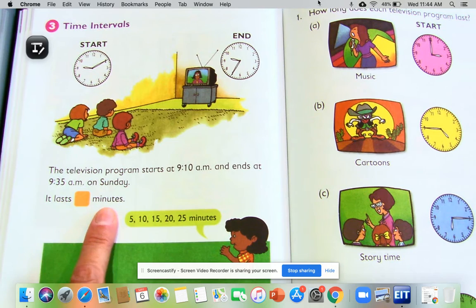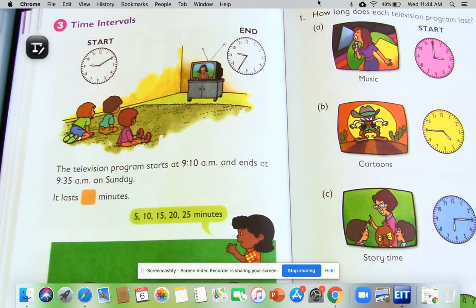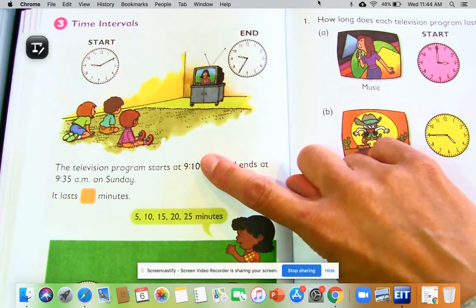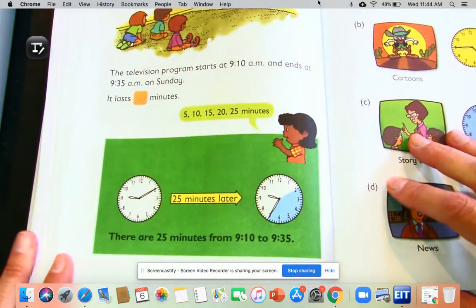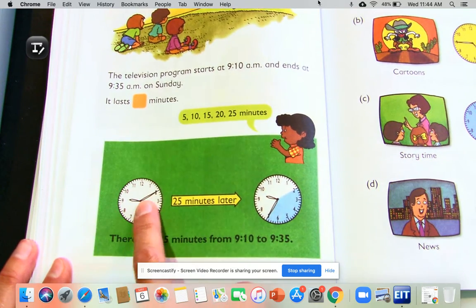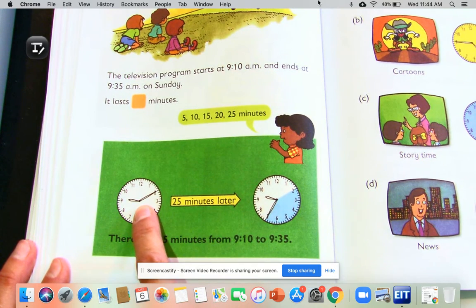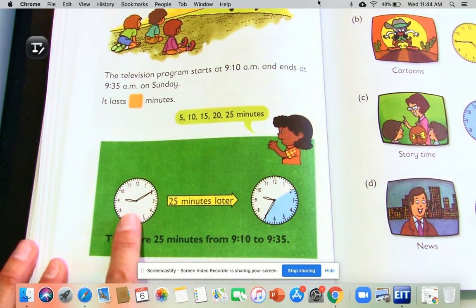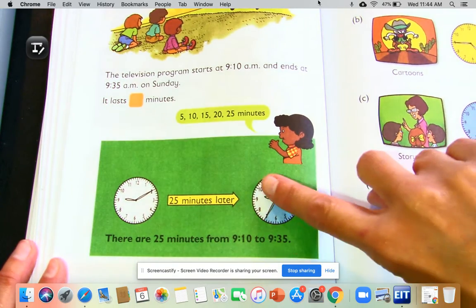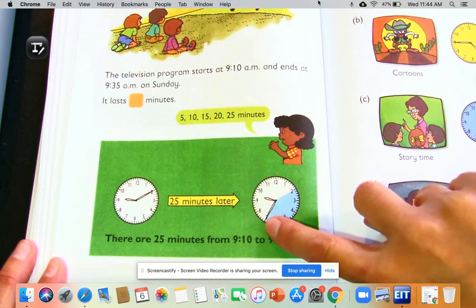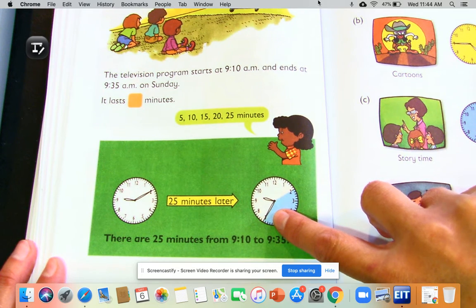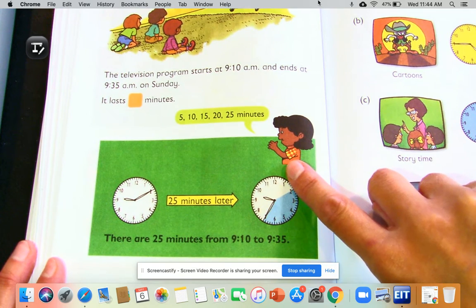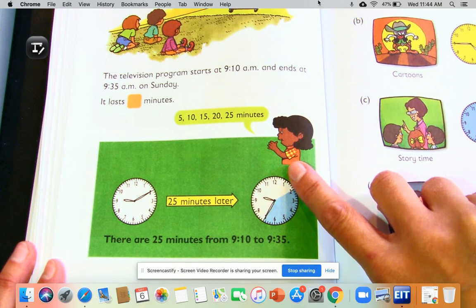It lasts blank minutes. So in order to figure out how long it lasts, we can take a look at where it starts. They're kind of showing us that down here. So it starts at 9:10, and then we can count by fives until we get to the time that it finishes, the time that it ends. We know it starts here at 9:10, and then this clock over here is showing us where it stops at 9:35. And that would be the long hand on the 7. So what we can do is count by fives. So this person is helping us to see. We can go 5, 10, 15, 20, 25.